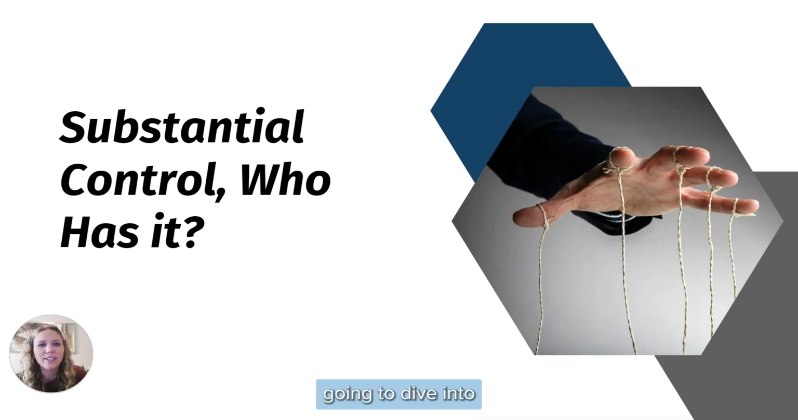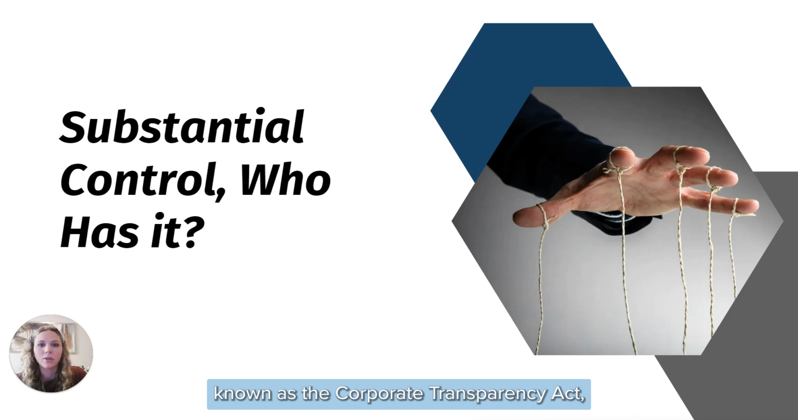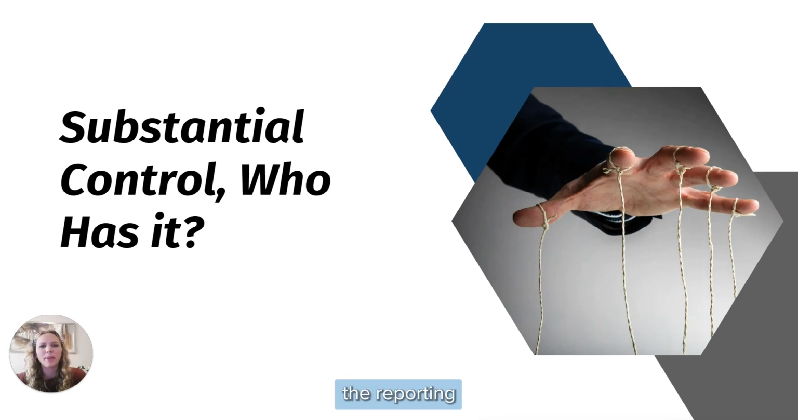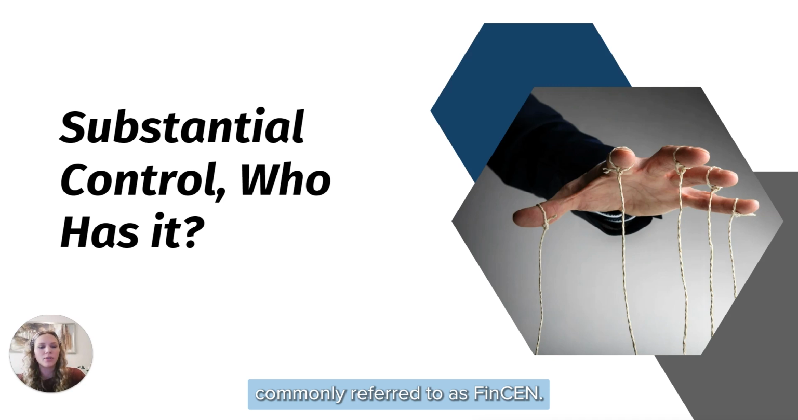Hi everyone. Today we're going to dive into an aspect of the legislation known as the Corporate Transparency Act, or CTA for short. This act significantly impacts the reporting of beneficial owners of both U.S. and foreign entities to the Financial Crimes Enforcement Network, commonly referred to as FinCEN. One of the major parts of complying with the act is determining the beneficial owners of reporting companies.